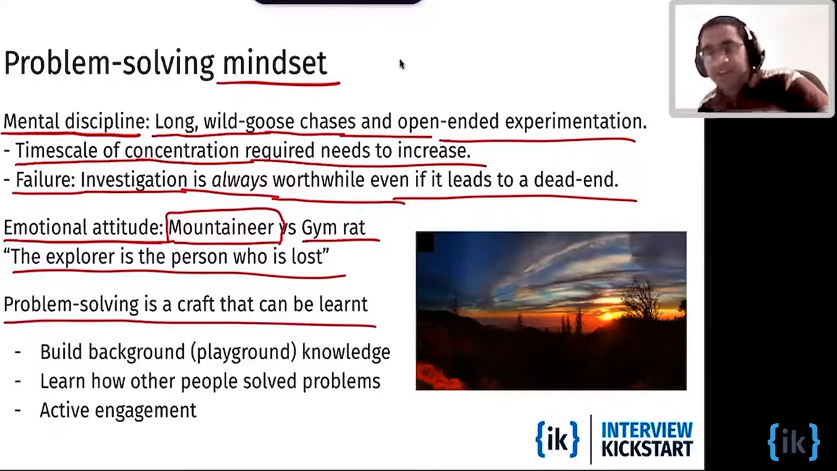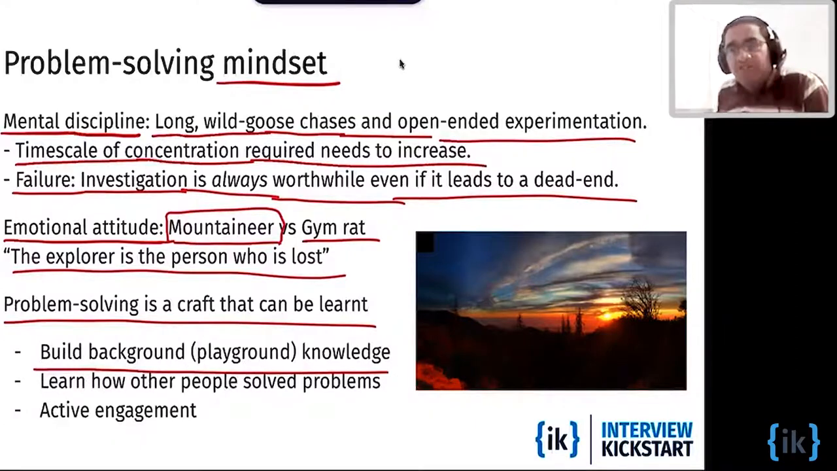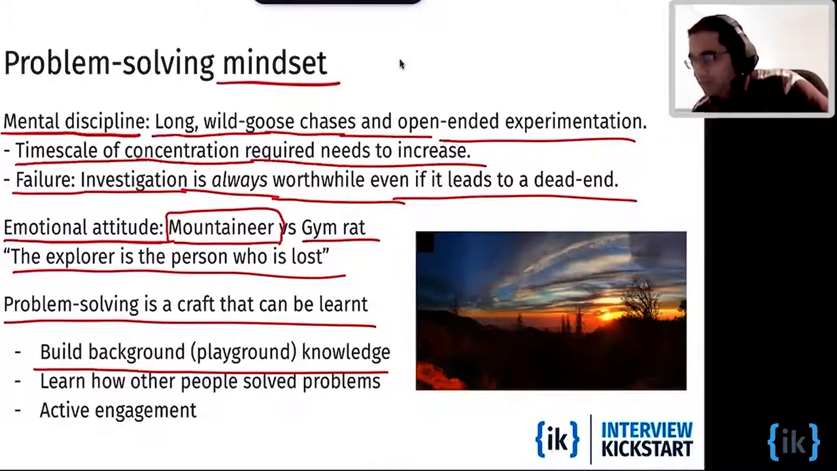So problem solving is an art, but it is also a craft, which means to some extent it can be taught and learned. Part of learning to become a better problem solver is to build up a foundation of background knowledge, which you would draw upon to solve problems. We provide you that in the foundation videos, as I said.